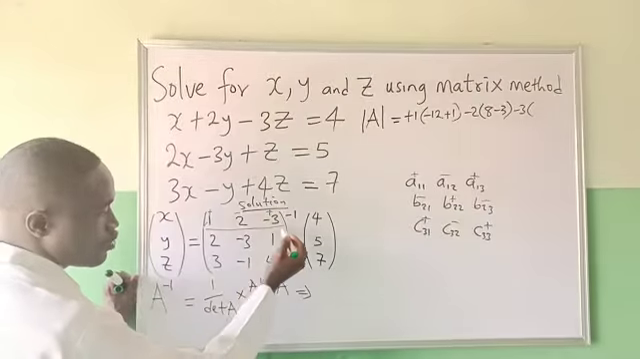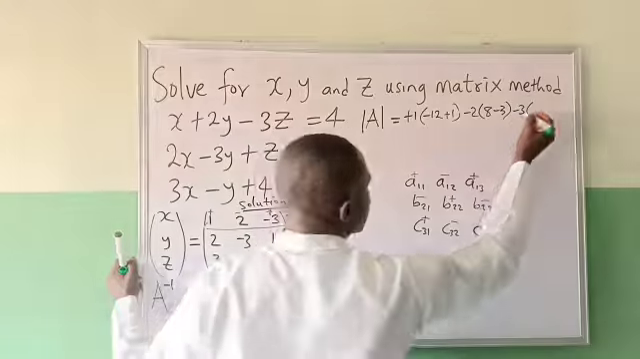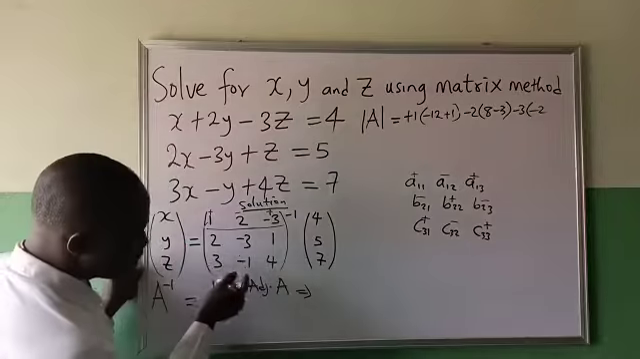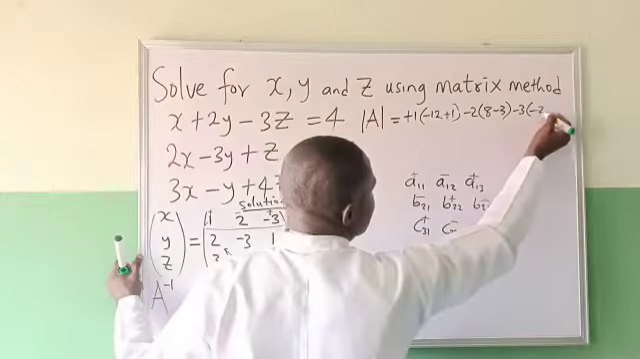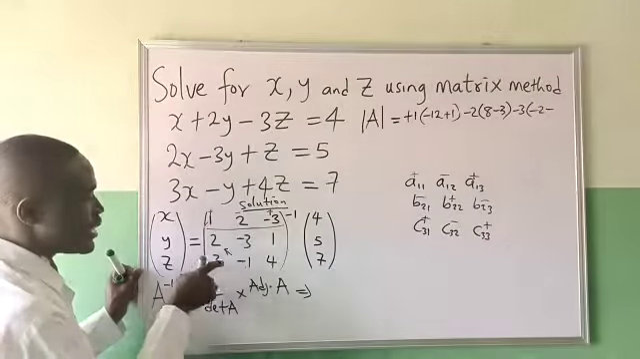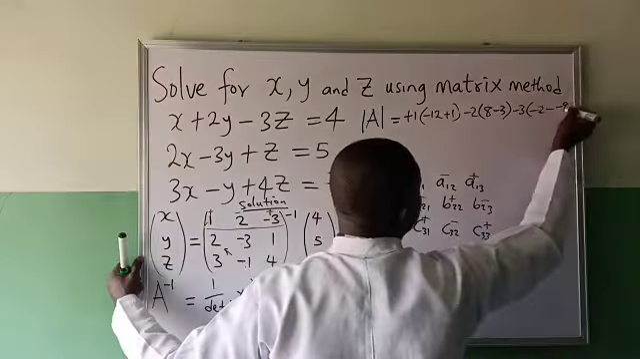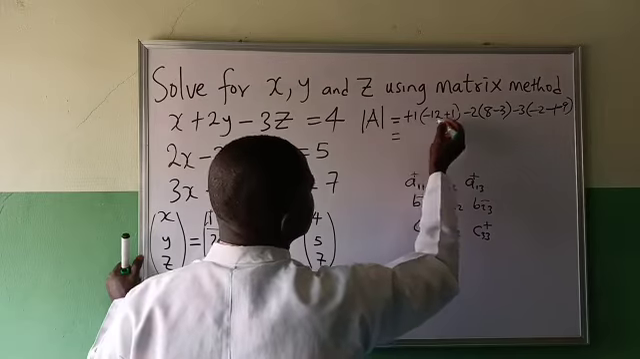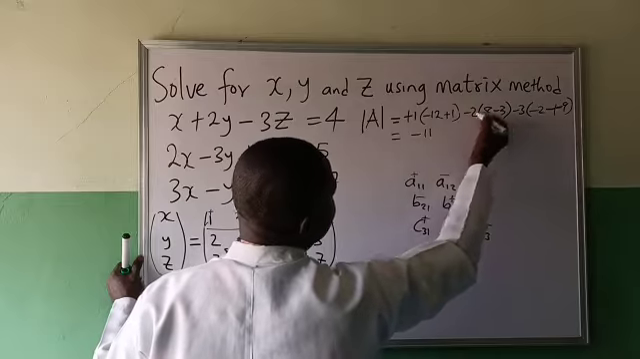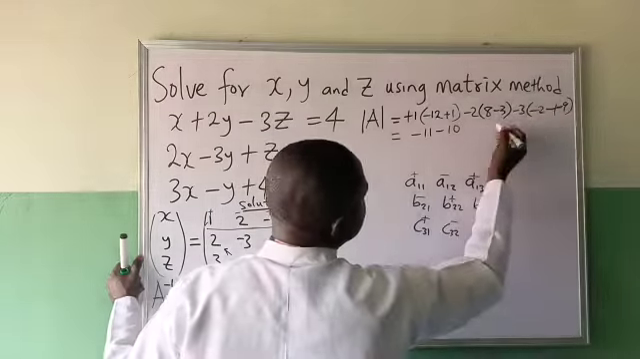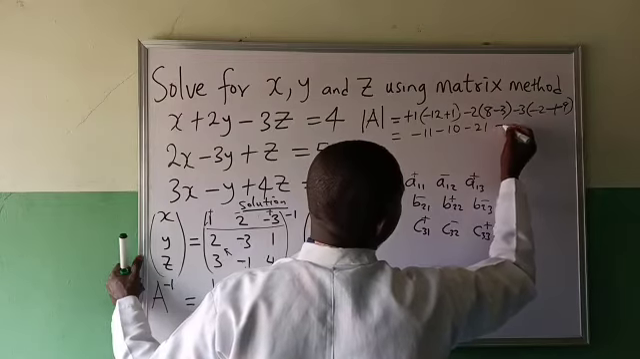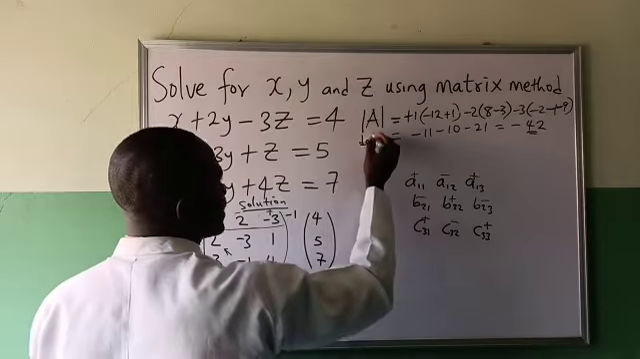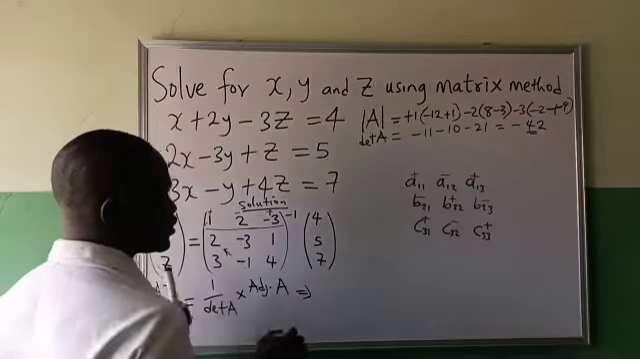When I hold the third column, 2 times minus 1, minus 2. So 2 times minus 1 gave us minus 2. We write minus 2, put minus, is constant. 3 times minus 3, minus 9. Minus times minus will give us plus. So what do we have? This is minus 11. 5 times is minus 10. 7 times is minus 21. That will be giving us minus 42. We have gotten our det A, the determinant of A, to be minus 42.